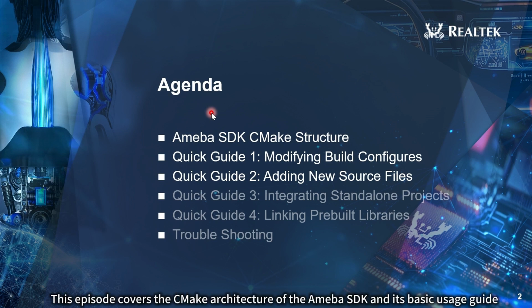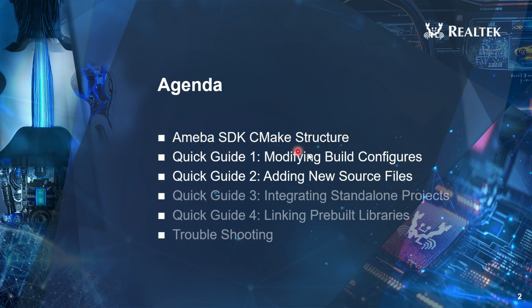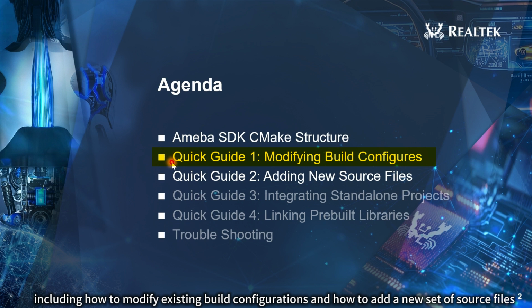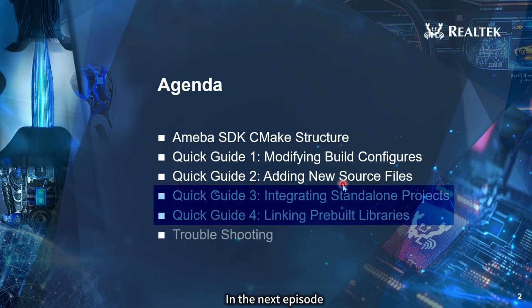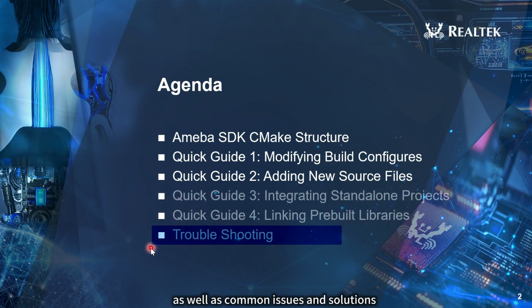This episode covers the CMake architecture of the Ameba SDK and its basic usage guide, including how to modify existing build configurations and how to add a new set of source files. In the next episode, some advanced usages will be introduced, as well as common issues and solutions.